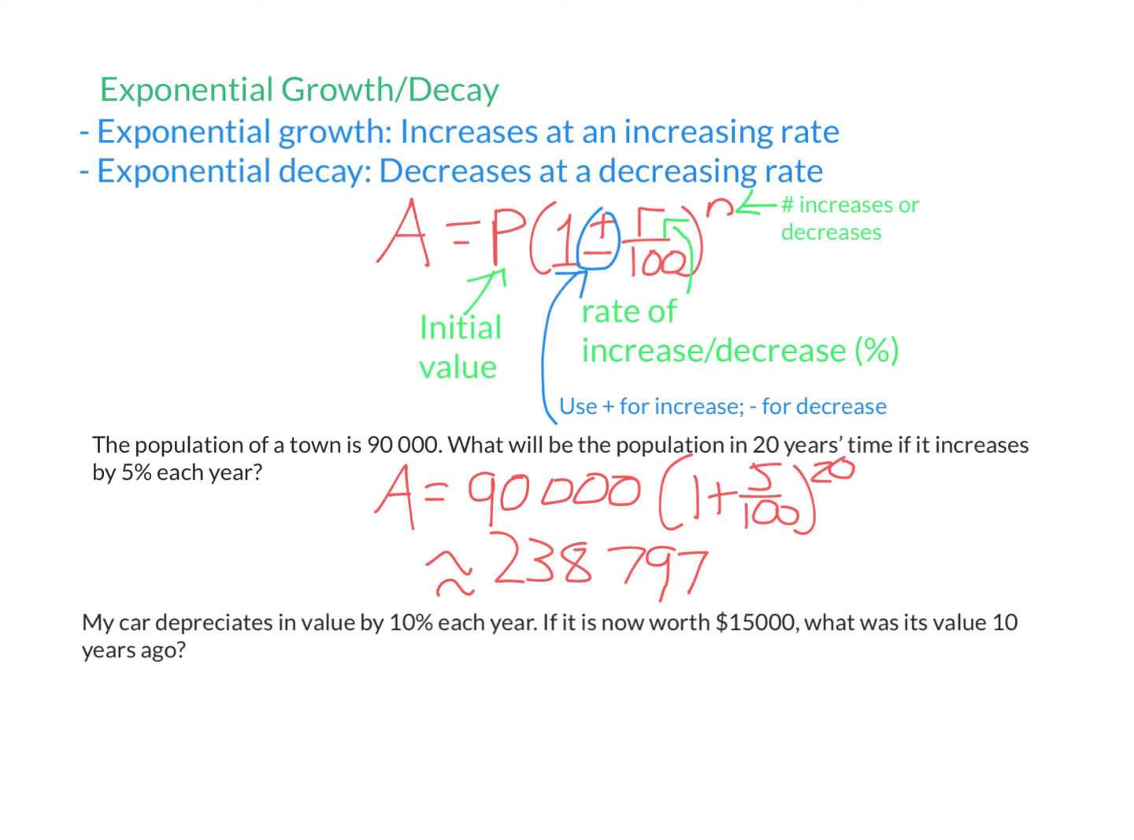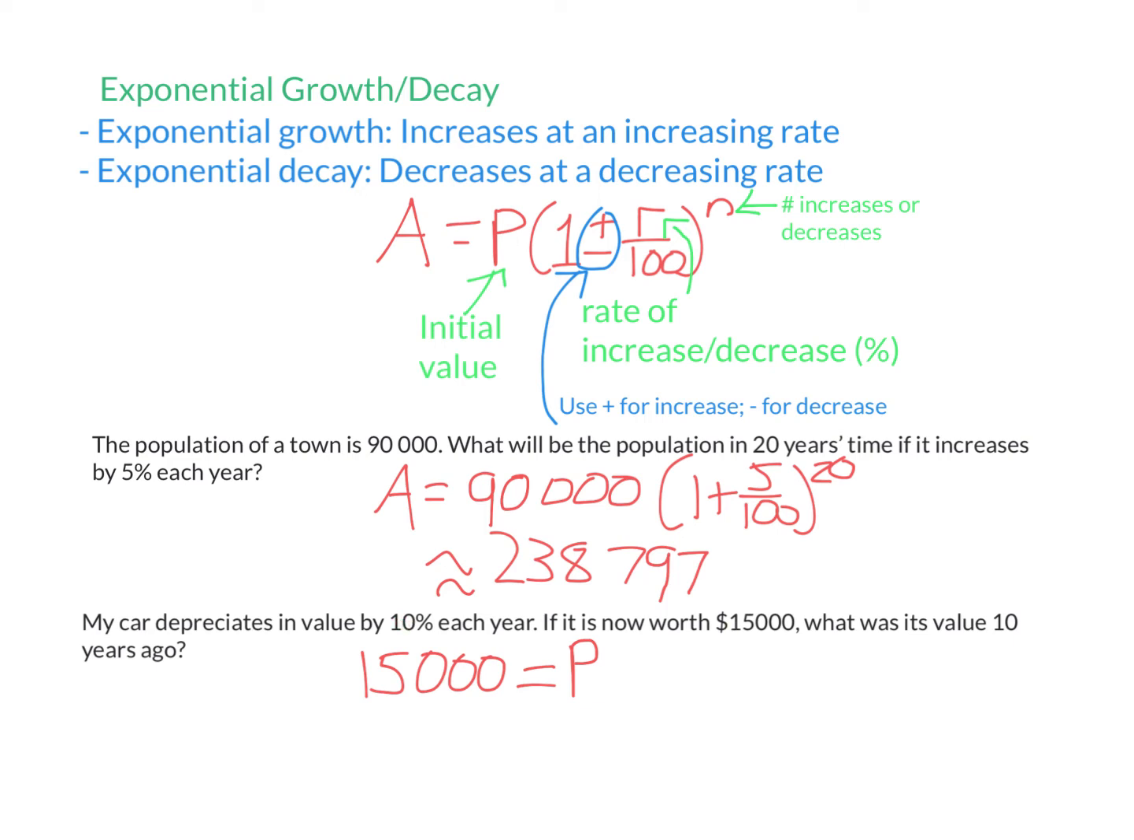So this time we already know A. A is the amount. It's now worth $15,000. What we want to do is find P. We want to find the initial value. What value did it start at so that when it loses 10% each year, it's now worth $15,000?